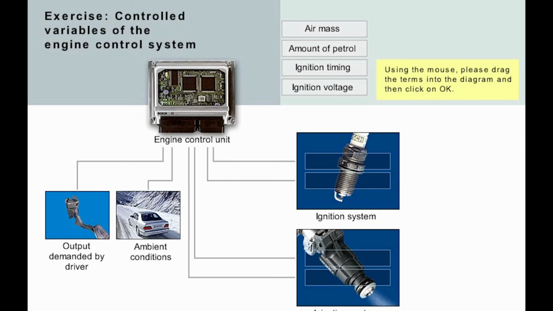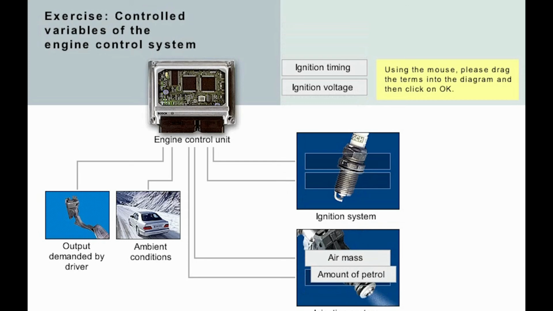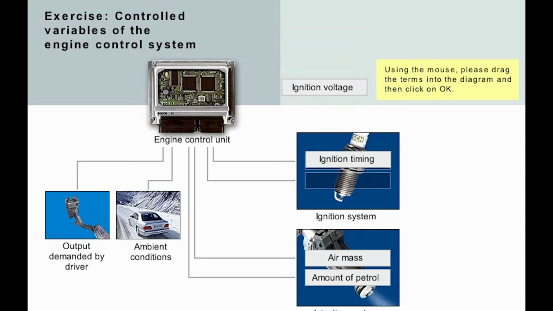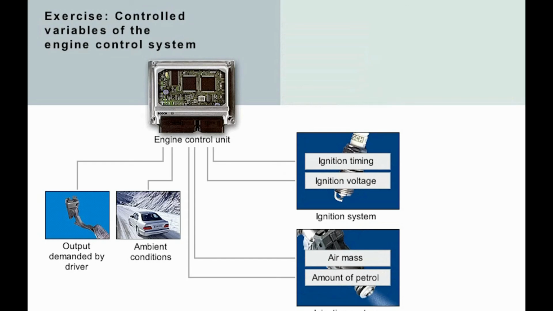Please assign the control variables to the correct components of the engine control system. Correct. The air mass and the petrol quantity are controlled by the injection system. Ignition timing and ignition voltage are controlled by the ignition system.